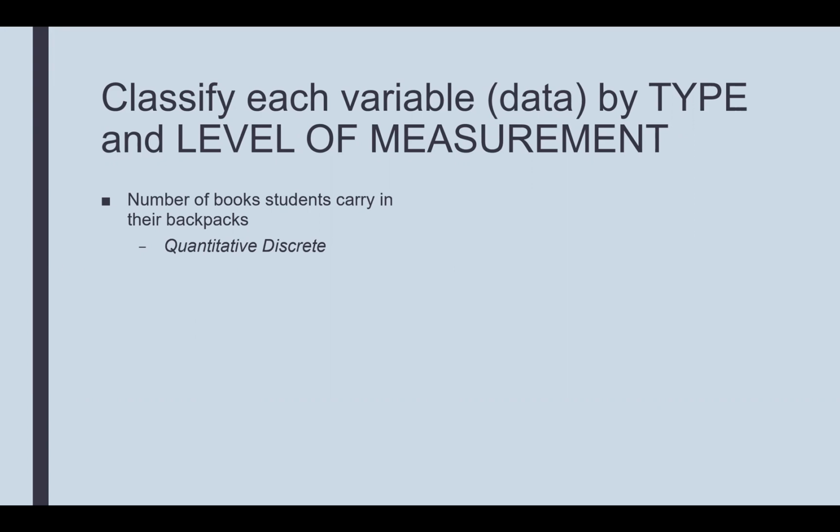If I think about the level of measurement, since I know that it's quantitative, I know that it has to be either interval or ratio. And if I think about it, what would it mean if I had 0 books in my backpack? That means I have no books in the backpack, which means it's at the ratio level.